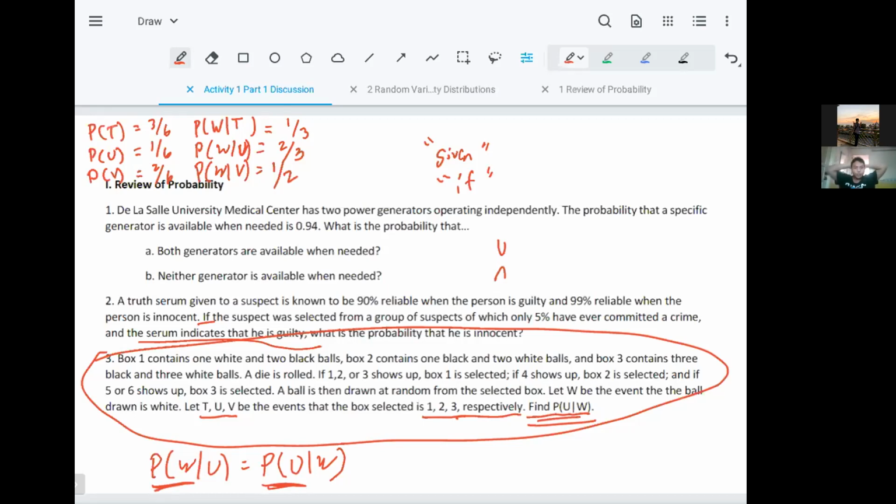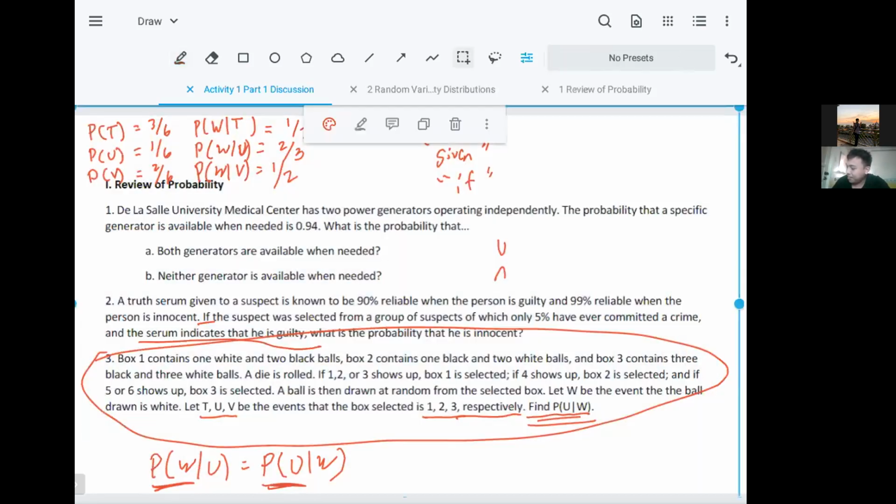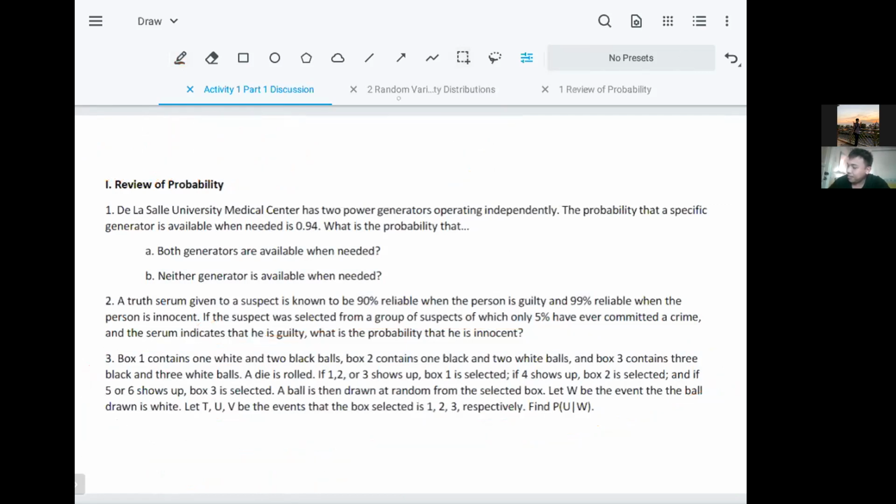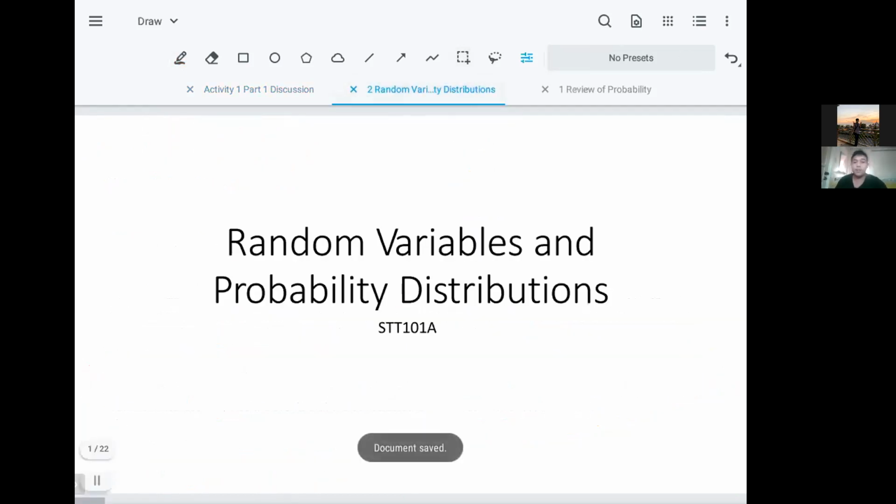Sige, so questions pa before we proceed. And mabilis ata yung section ninyo. Matatapos siguro tayo ng maaga. Sige tayo. Kung walang questions, let's move on.